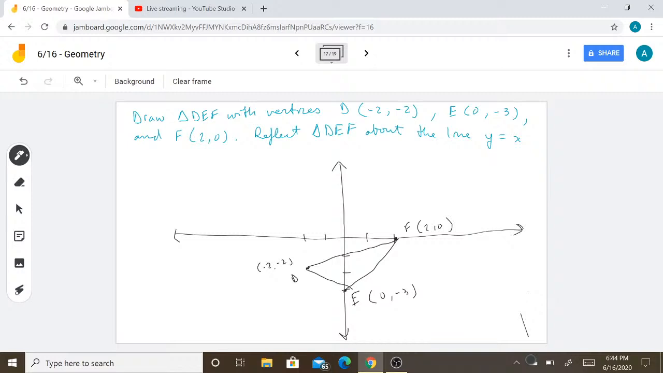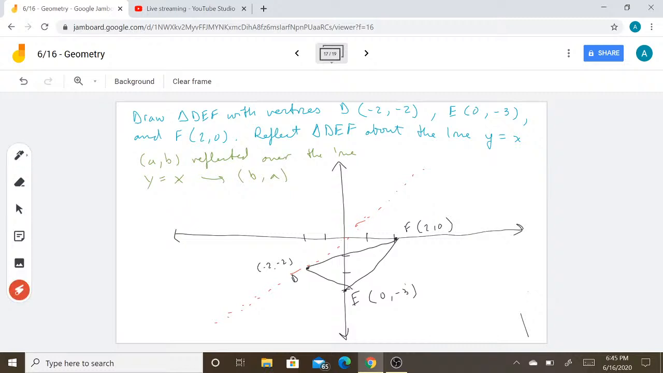And what it asks us to do is to reflect triangle DEF about the line y equals x. So the line y equals x is this line that crosses the origin and goes up by 1 for the x and the y coordinates every time. So if we were to reflect this figure over this dotted line, the rule that's given for reflections like these is that if A, B is reflected over the line y equals x, then it becomes B, A.